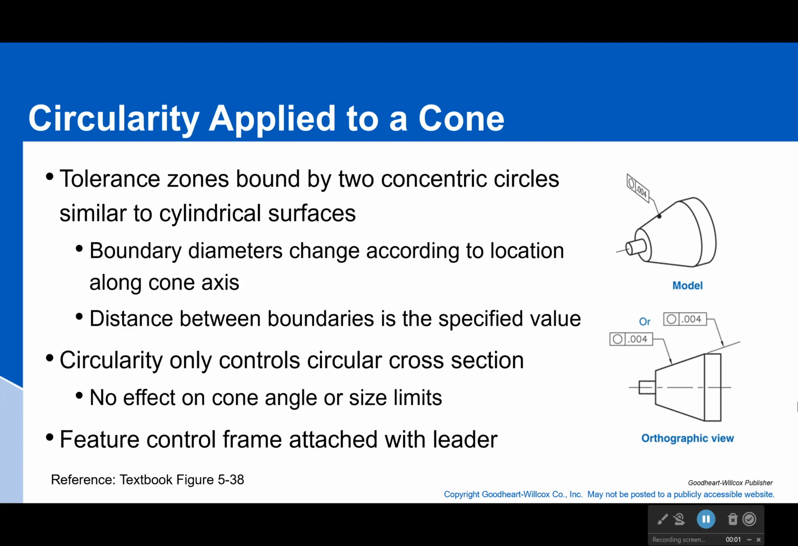Okay, let's look at two more cases for circularity. Like I said, you can apply it to cones and spheres. So what does it do when we apply it to a cone? Well, our tolerance zone, just like always, is two concentric circles. So I will take a cross section, and hopefully that cross section is a circular one.